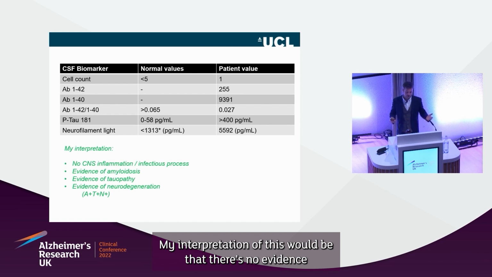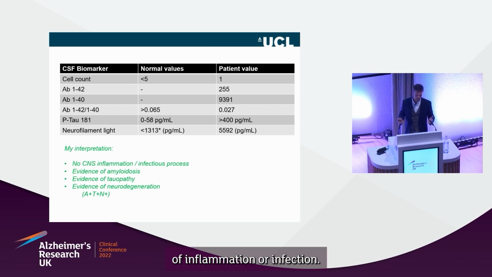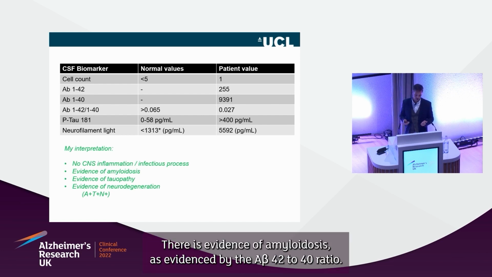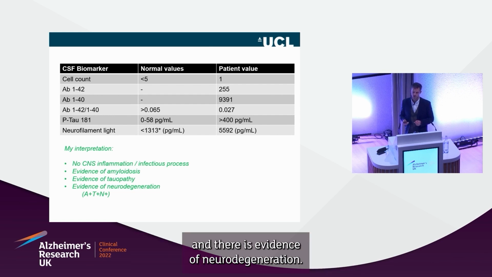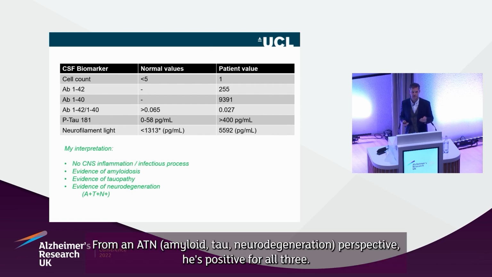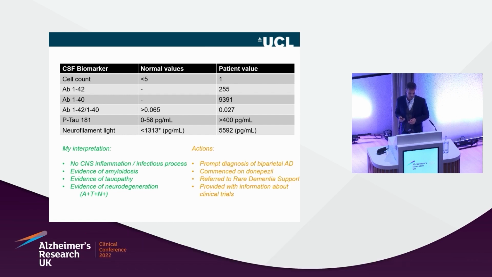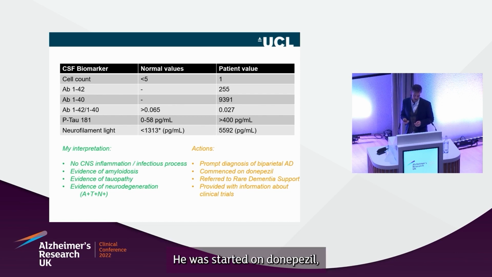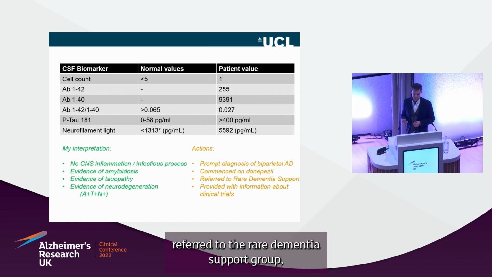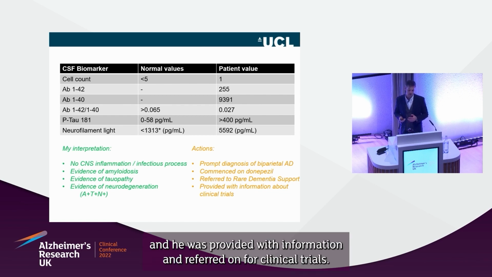So my interpretation of this would be that there's no evidence of inflammation or infection. There is evidence of amyloidosis, as evidenced by the A-beta 42 to 40 ratio. There is evidence of a tauopathy, as evidenced by the phosphorylated tau, and there is evidence of neurodegeneration. So from an ATN perspective, he's positive for all 3. And how did this help us? Well, I was able to give him a diagnosis of Alzheimer's disease promptly. He was started on donepezil, referred to the rare dementia support group, and he was provided with information and referred on for clinical trials.